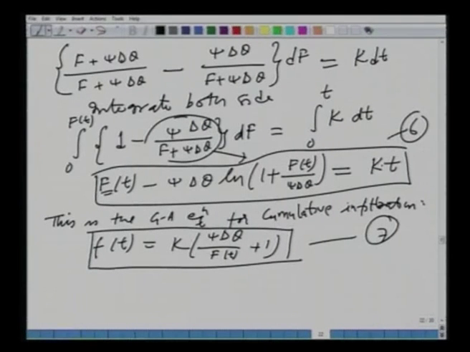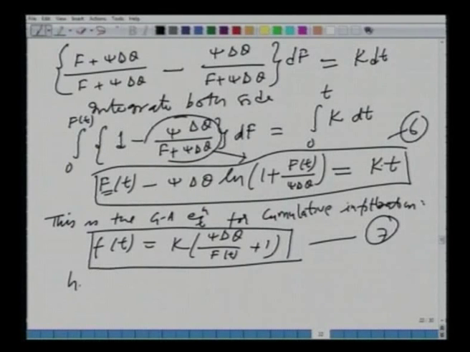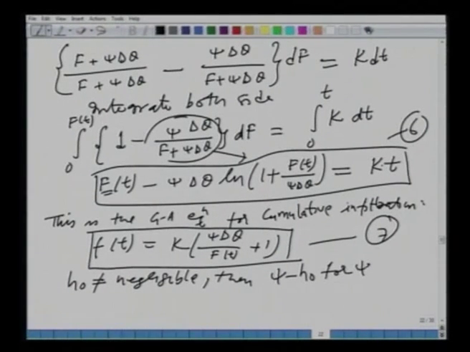In case this H naught which we have neglected is significant, we cannot neglect it. All we need to do then is, let me say that if H naught is not negligible, then we use psi minus H naught for psi in these equations. So, that is the only change that is going to take place. You can verify that. Okay.